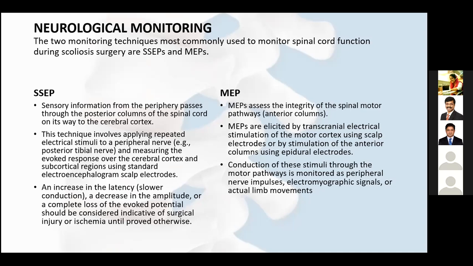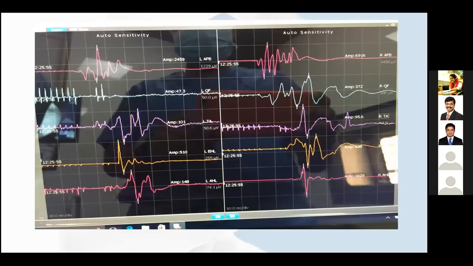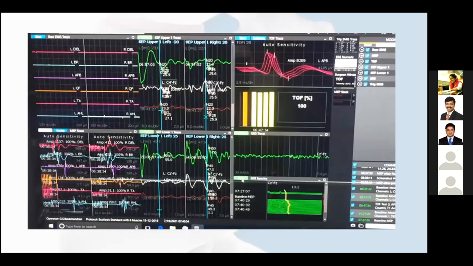The motor evoked potentials are elicited by transcranial electrical stimulation of the motor cortex using scalp electrodes, or by stimulation of the anterior columns using epidural electrodes as well. The conduction of these stimuli through the motor pathways is monitored as peripheral impulses and electromyographic signals or axial limb movements. So this is the picture of the somatosensory evoked potential monitoring which we do in our institute. This is the video.